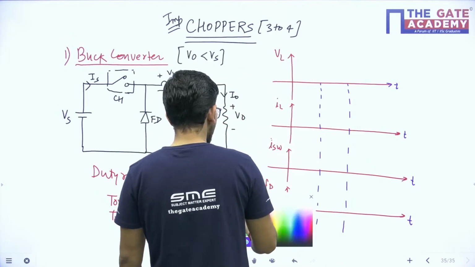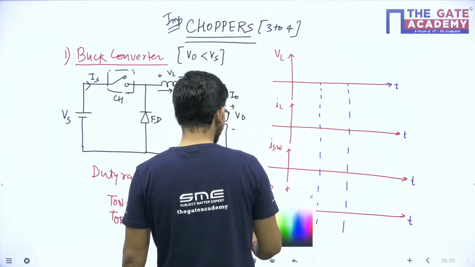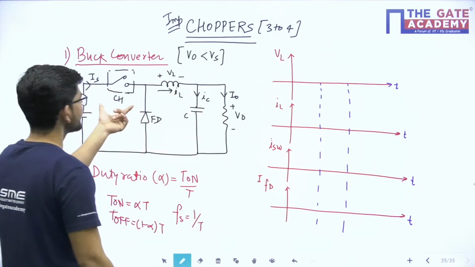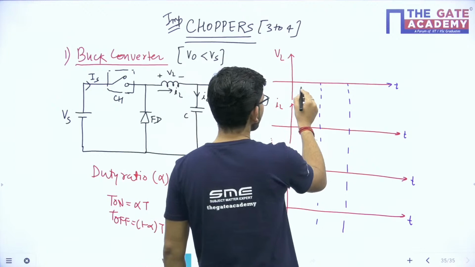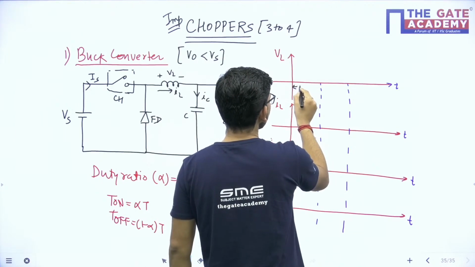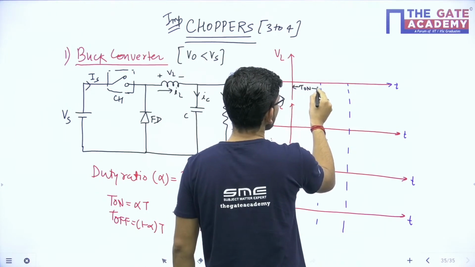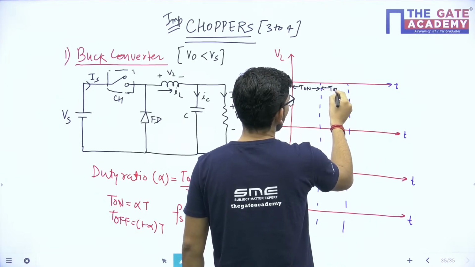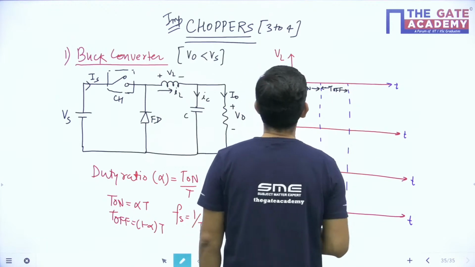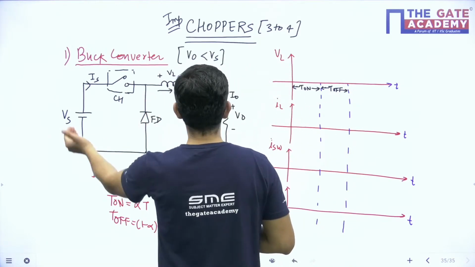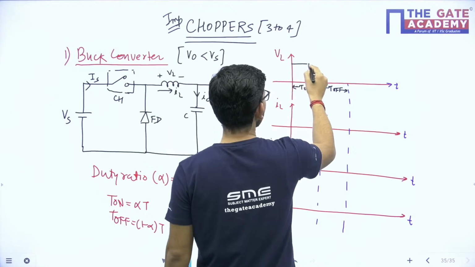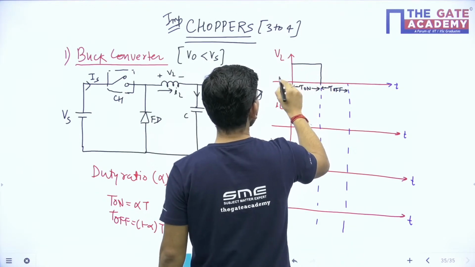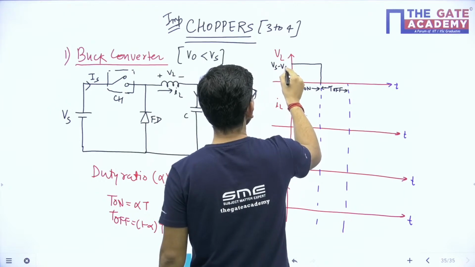Now tell me what will happen with the inductor voltage when the switch is on. This particular time is what? This time is the on time, and this particular time is the off time that we have. So during the on time, the inductor voltage will be what? Vs minus V naught. So during the on time, the inductor voltage is Vs minus V naught. So this magnitude is Vs minus V naught.